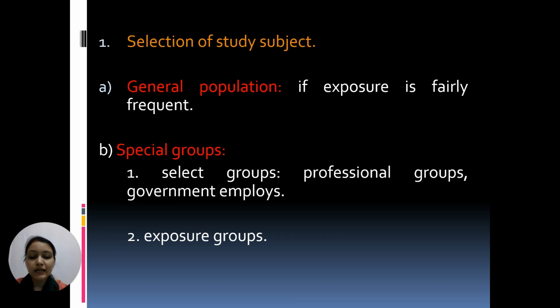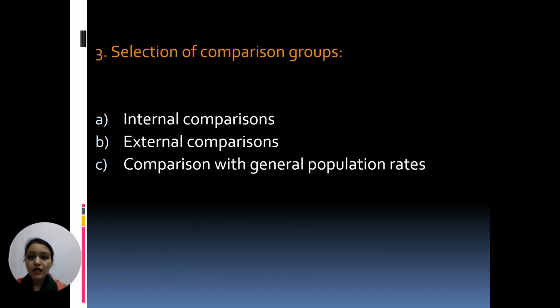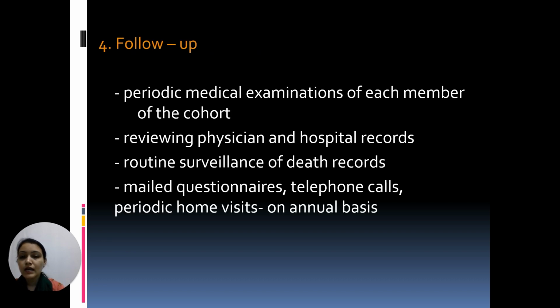Selection of study subjects can be general population and special groups like professional groups, government employees or exposure groups. Second, obtaining data on exposure. It can be information gathered from cohort members through personal interviews and mailed questionnaires, review of records, medical examination or special tests, and environmental surveys. Now, selection of comparison group can be done on internal comparison, external comparison, or comparison with general population rates.